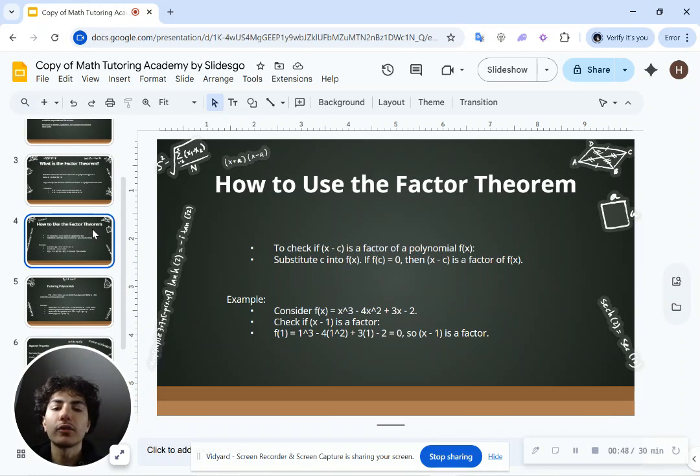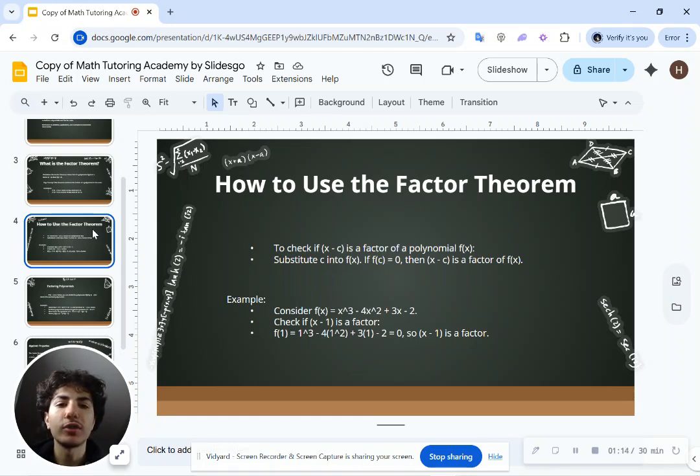How to use the factor theorem. To check if x minus c is a factor of a polynomial f(x), substitute c into f(x). If f(c) equals 0, then x minus c is a factor of f(x). So if you substitute it in, work out the equation, and it equals 0, then we know it's a factor of f(x). Let's look at some examples.